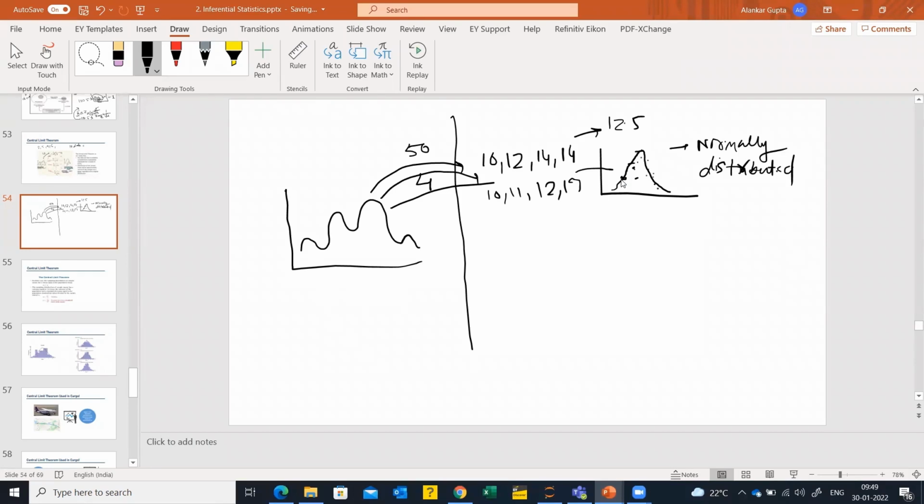So all this data is actually X bar. You have to understand that each sample has a mean of X bar. So you calculated say X1 bar, then X2 bar. All of these will be drawn over a plot and it will be normally distributed.